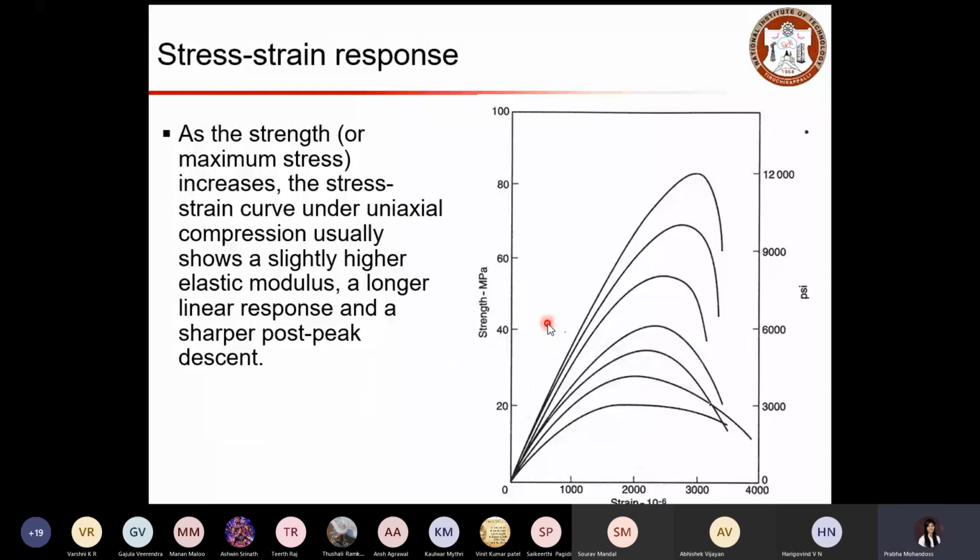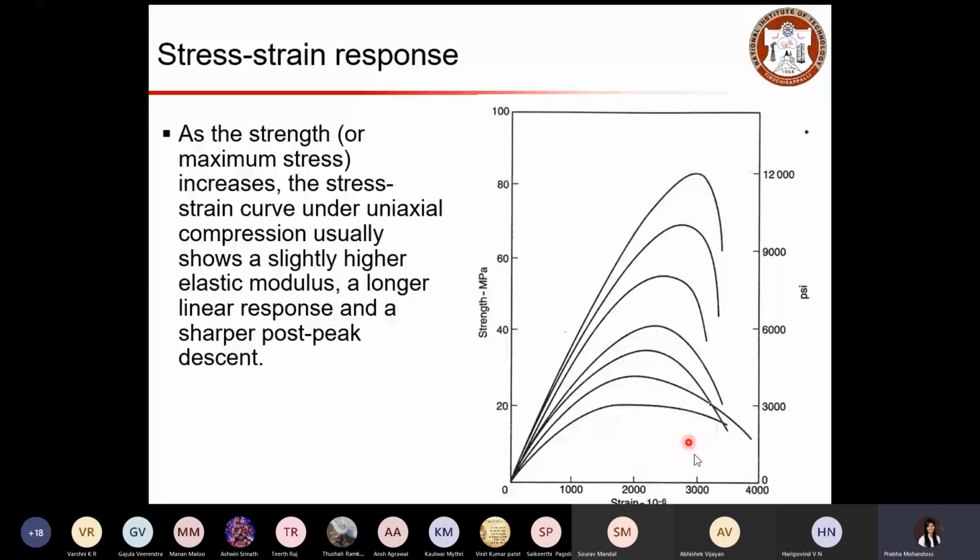So here is the illustration of different curves with different compressive strengths of concrete. The basic idea is how the strength affects the stress-strain performance of your member. In this bottom region you can see a curve whose stress is less, about 20 MPa, and the strain is in the range of 3500 microstrain.